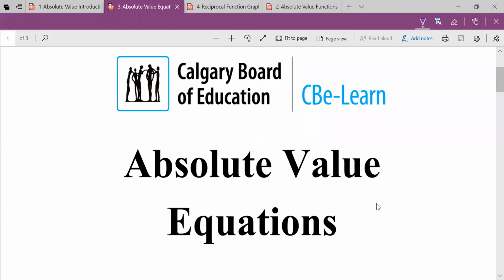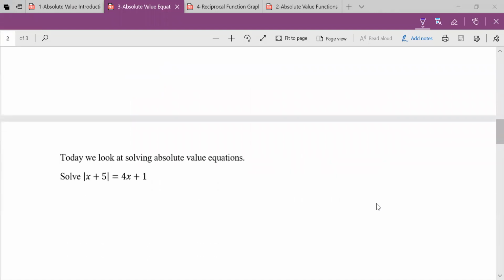Hey, mathletes. In this lesson, we're going to look at absolute value equations. The past couple of lessons, we were looking at expressions and their graphs. What we'll do now is, again, answer math's greatest question: what is x? So let's look at a couple of these things.